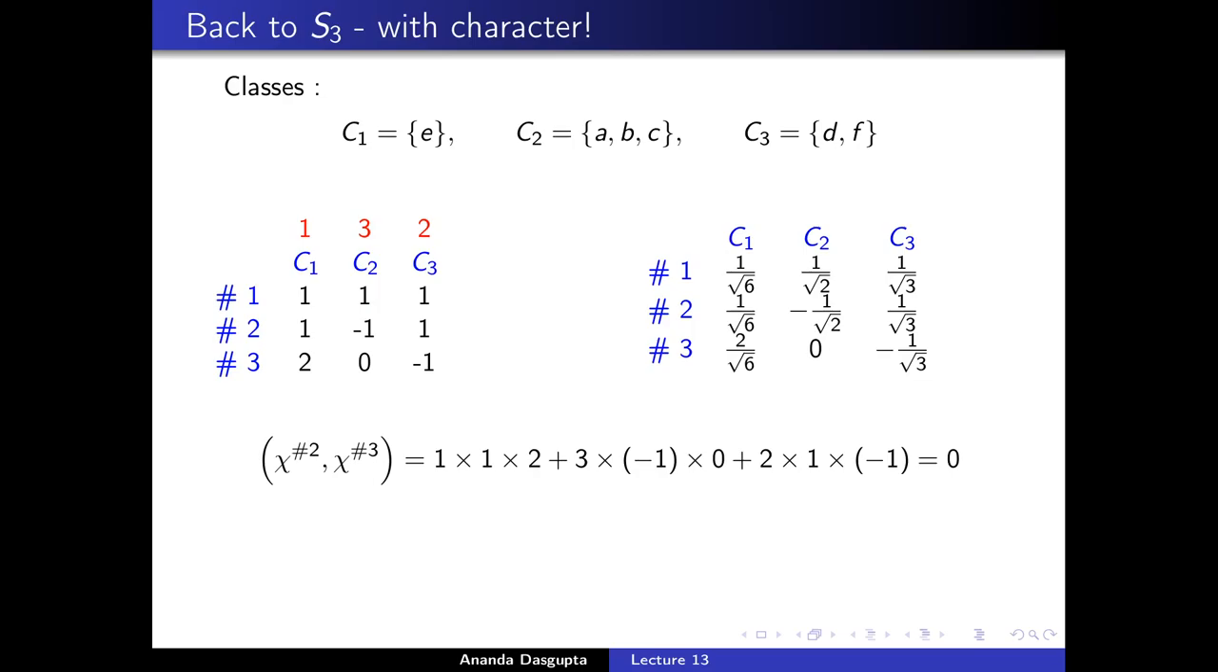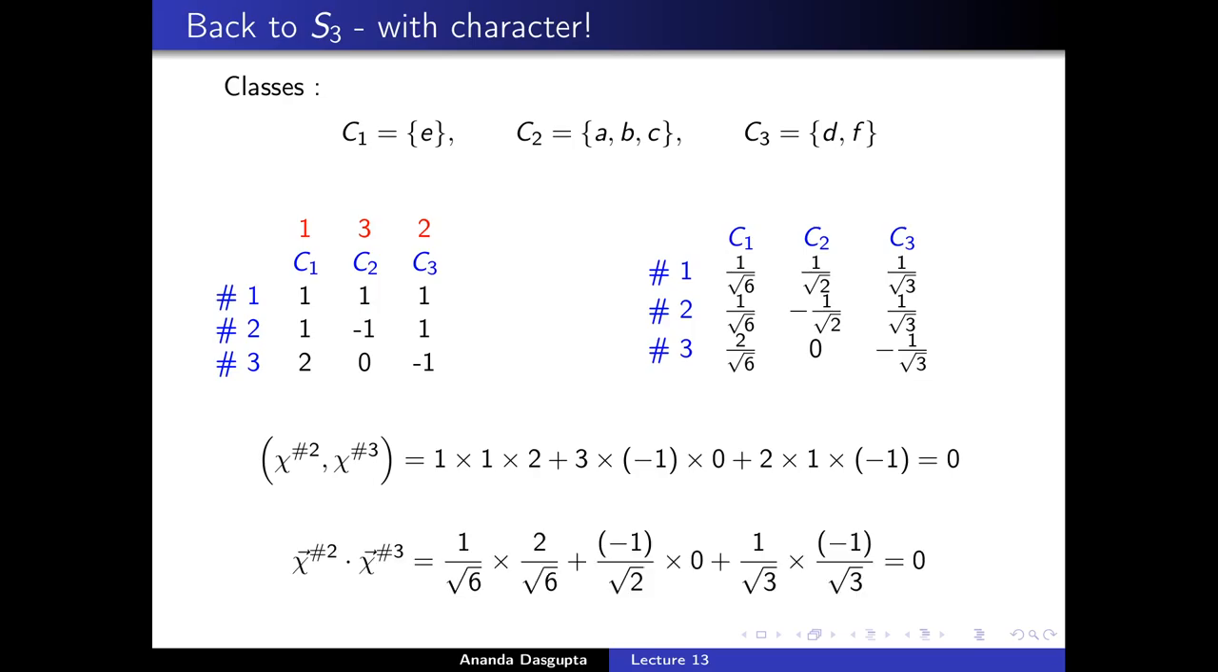Of course, now that we have already taken into account the number of elements in the normalizing factor, I no longer need to keep track of how many elements are there in each class. As you can easily check, each and every one of these vectors are orthogonal and normalized in their own right, in the standard inner product of vectors.